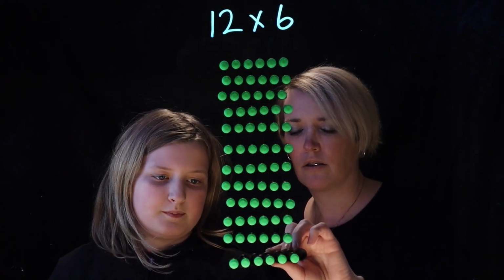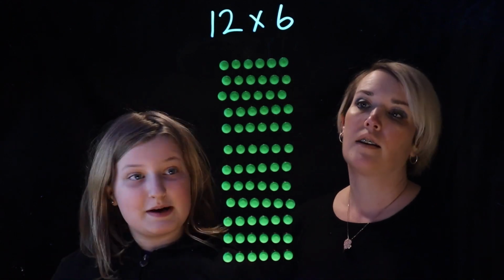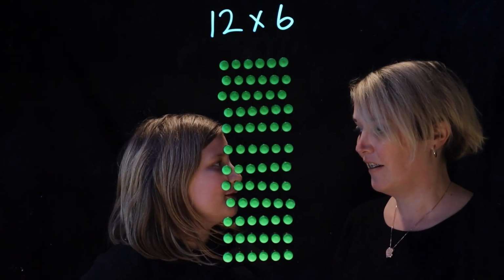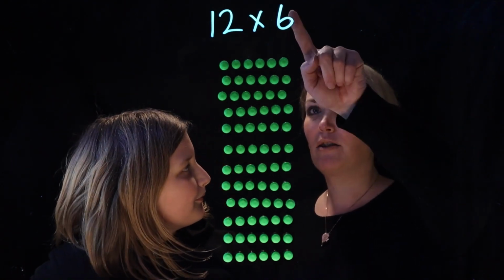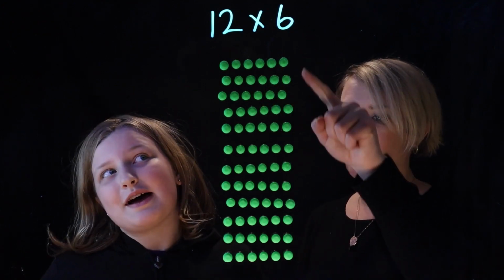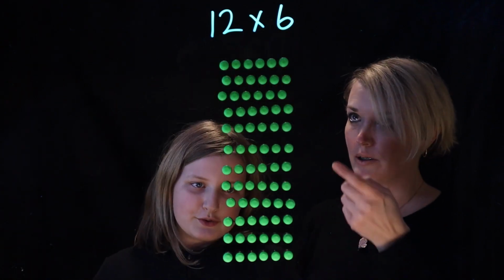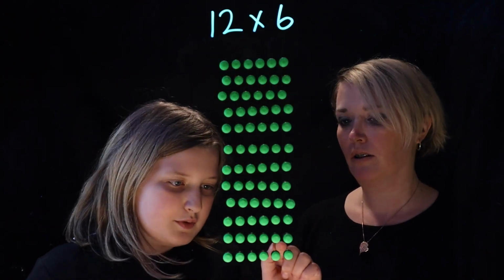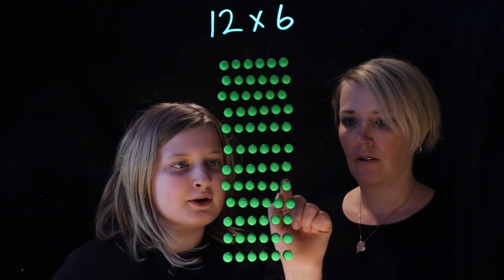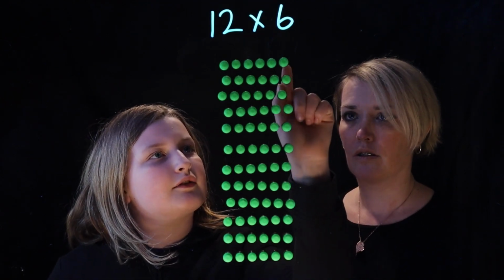Now, you really like 12s. Yes, because I know my 12s and 7s and all those types of things really well. And you know what? This can be 6 groups of 12 too. It doesn't matter what order, you can have 12 times 6 or 6 times 12. So can you show us one of the groups of 12? Well, there's one here, so let's make sure. 1, 2, 3, 4, 5, 6, 7, 8, 9, 10, 11, 12.